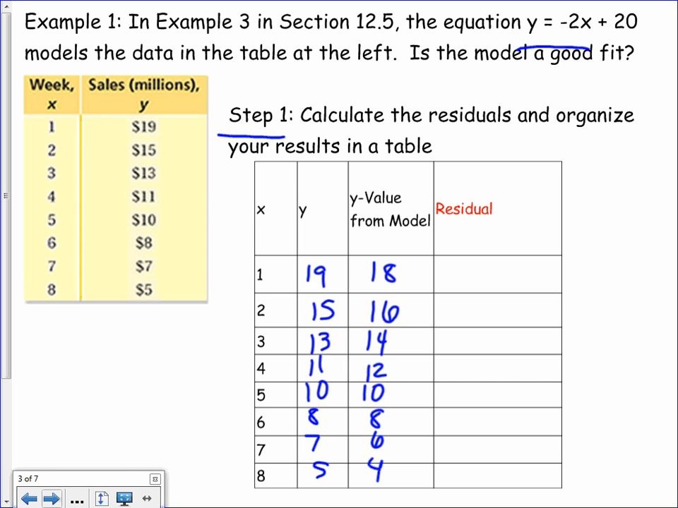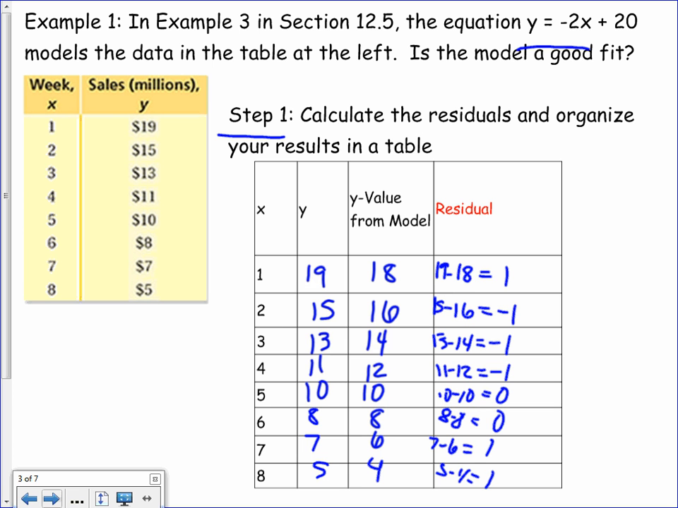Now, in order to get the residuals, we take the difference between the y value of a data point and the corresponding y value using the line of fit. So we'll take 19 minus 18, which is 1. 15 minus 16, negative 1. 13 minus 14, negative 1. 11 minus 12, negative 1. 10 minus 10, 0. 8 minus 8, 0. 7 minus 6, 1. And 5 minus 4, 1. So those are our residuals.